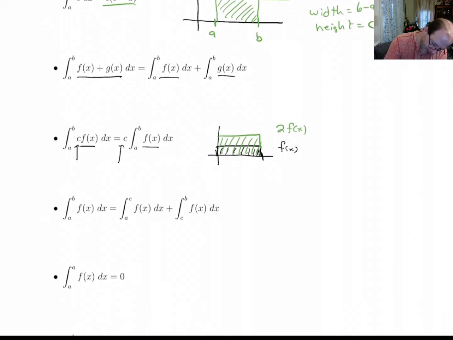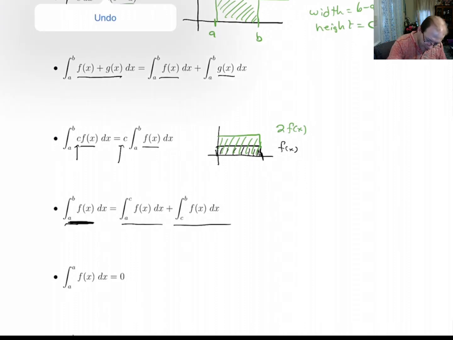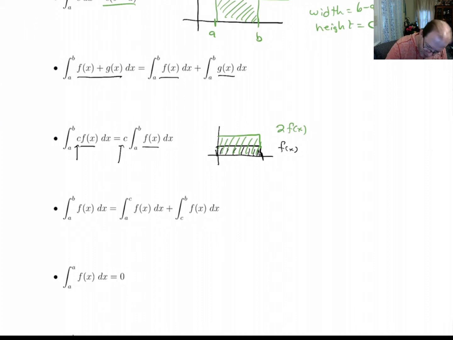All right, this next one says the integral from a to b is equal to the integral from a to c plus the integral from c to b. Now, just reading it off like that, it might not be that intuitive. But here's a picture that will make it make more sense. Here's my function, and we're going from a to b. Let's say c is here in the middle.